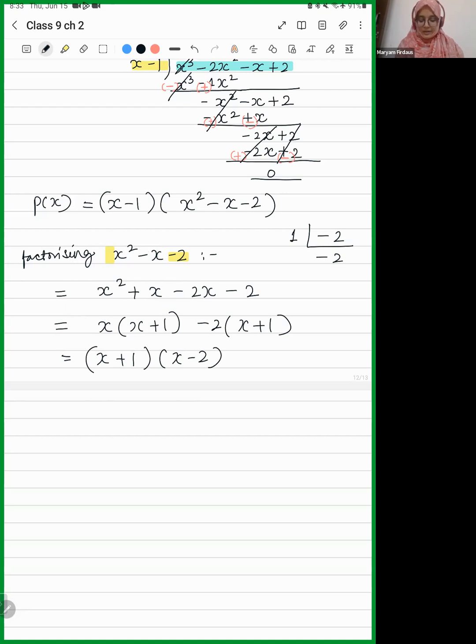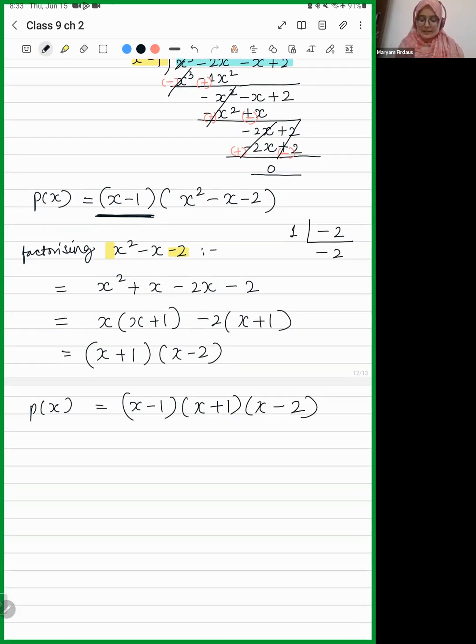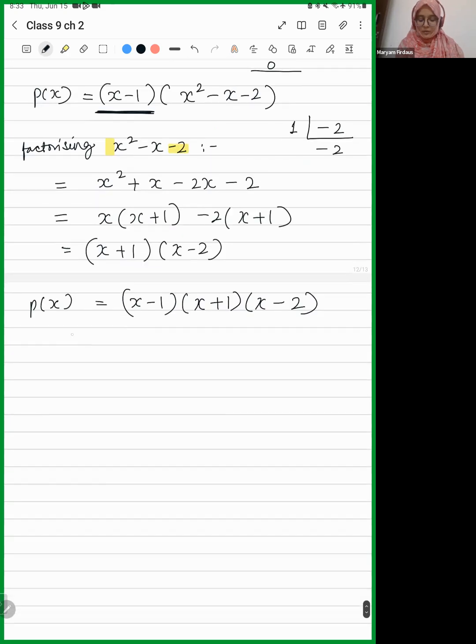So that means p of x is equal to x minus 1 multiplied by x plus 1 multiplied by x minus 2. Now looking at this, can you tell me what all are the zeros of p of x? 1, minus 1. Very good. And 2. Very good.